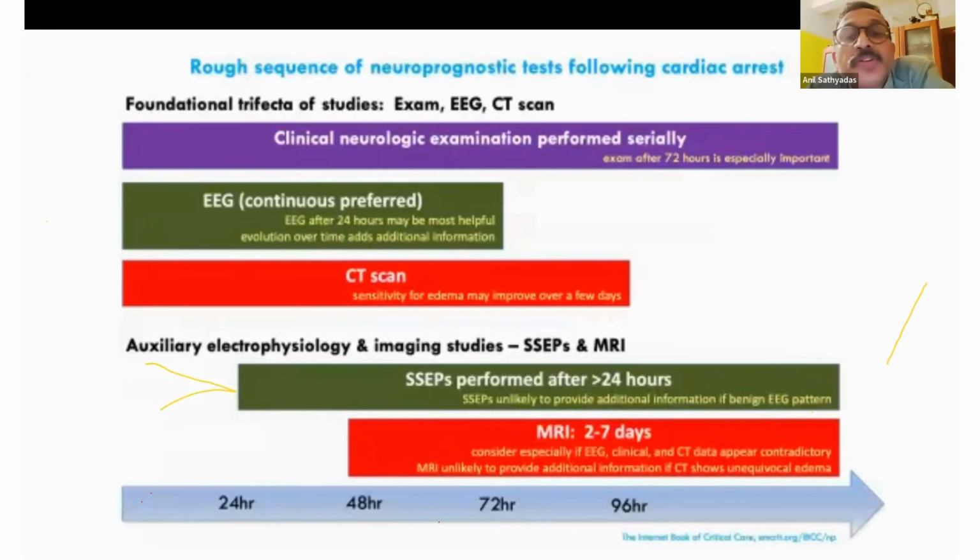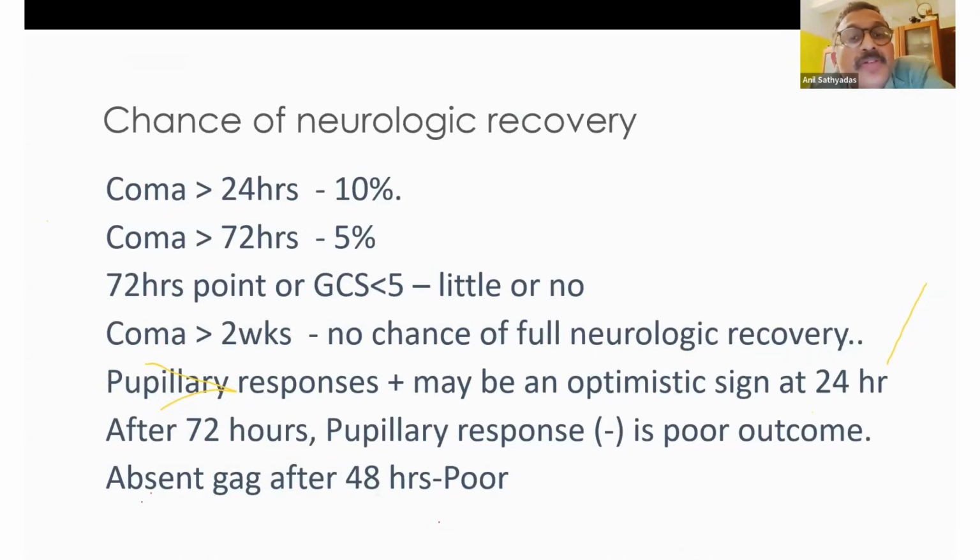This is the neuroprognostication: clinical examination, EEG, where continuous is preferred after 24 hours and maybe the most helpful, CT scan, MRI, then SSEP, and you can see the timeline at the lower end of the screen. MRI is usually taken at 2 to 7 days to quantify the extent of brain damage. Regarding chances of neurological recovery depending on the timeline, any patient who is in coma even after 72 hours has less chance for neurological recovery, and coma for more than 2 weeks, no chance at all.